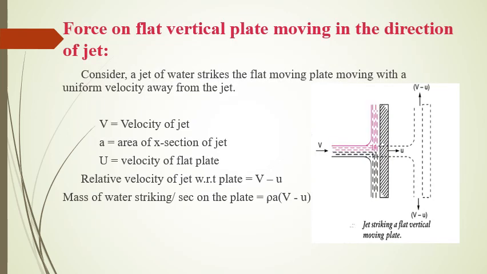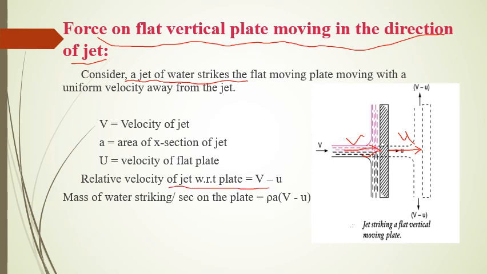Coming to case 2, condition number 1. Force on a flat vertical plate moving in the direction of the jet. Let us consider a jet of water strikes the flat moving plate with a uniform velocity away from the jet. The velocity of the jet is v. And when the water strikes, the plate moves with a velocity u. U is the uniform velocity of the plate. Therefore, relative velocity with respect to the plate is v minus u. Mass of water striking per second on the plate equal to rho a into v minus u.